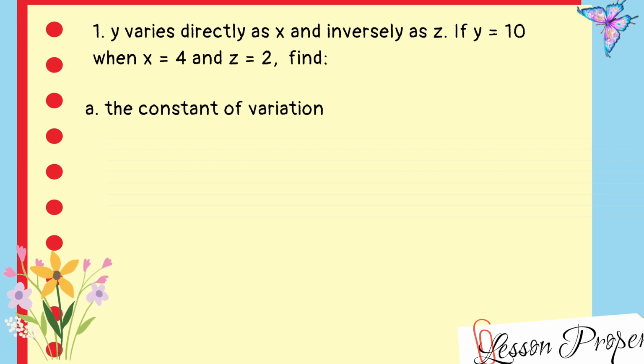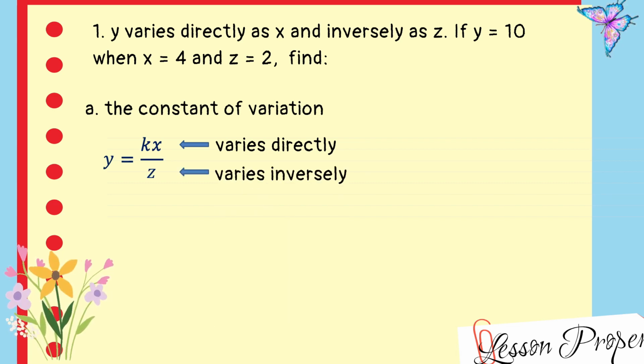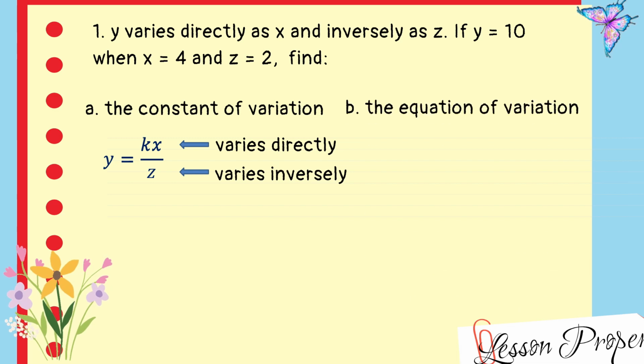So let's translate first: y varies directly as x and inversely as z. So y varies directly as x. So we can write that as y equals kx, and varies inversely as z, that is over z. So therefore, the equation of variation is y equals kx over z. Next, what is the equation of variation?